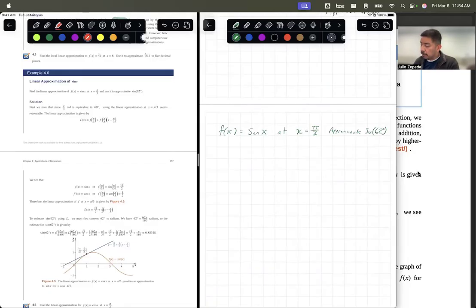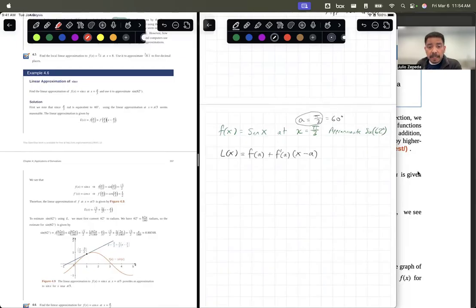All right. So let me write down the formula here for the linearization. L of x is going to be f of a plus f prime of a times x minus a. And so here the value that we're interested in approximating near is pi over 3, which is 60 degrees. I'll just write that down here. Usually we use radians when we're doing calculus with trigonometric functions, but it's 60 degrees. So we can use it to approximate the sine of an angle near 60 degrees, like 62 degrees.